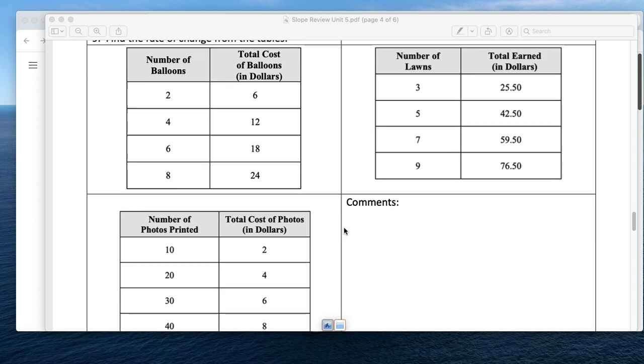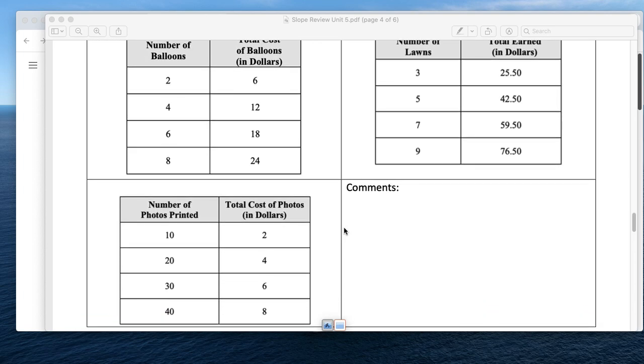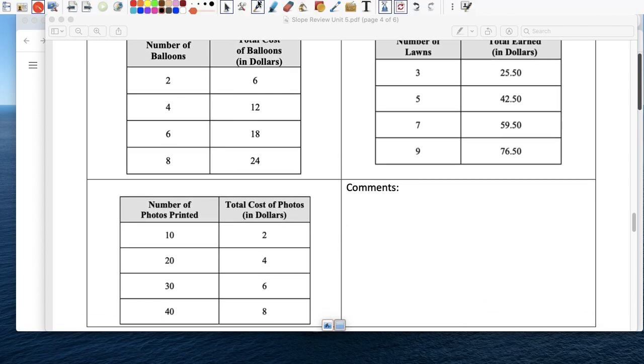Okay, rate of change, another word for slope. I'm assuming, if they give you a question like this, that it's linear. So 6 to 12 is plus 6, this is plus 6, this is plus 6. And I'm just going to do plus 2, plus 2, plus 2. Notice that they're all the same, so it doesn't matter which pair you pick.